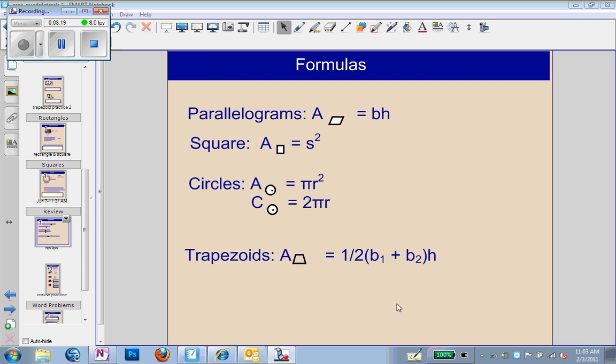Here are all the formulas that we should know by now. The area of parallelograms is base times height. Area of squares is s squared. And now you could also have area of a rectangle is length times width, or you can just remember base times height. Area of a rhombus, base times height. Circles, area equals pi r squared. Circle's circumference equals 2 pi r, or pi d. Trapezoids, area of a trapezoid equals 1/2 times the sum of the bases times the height.